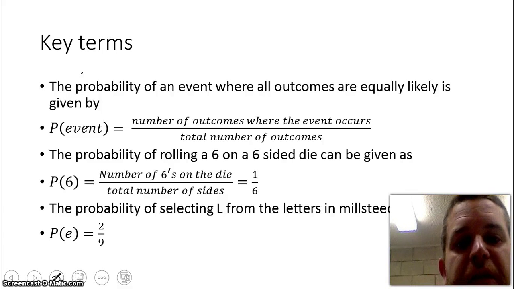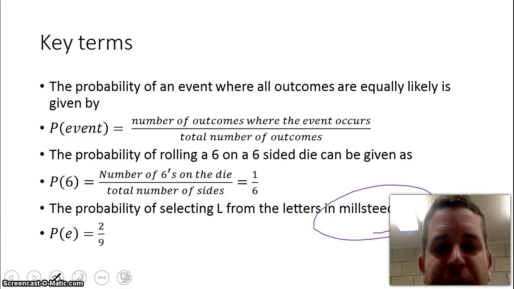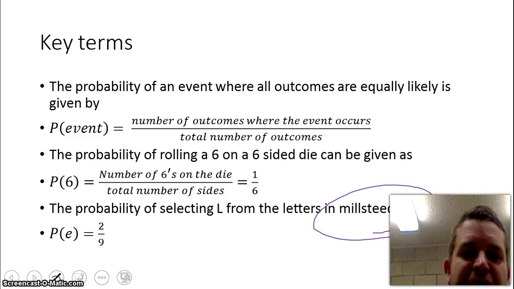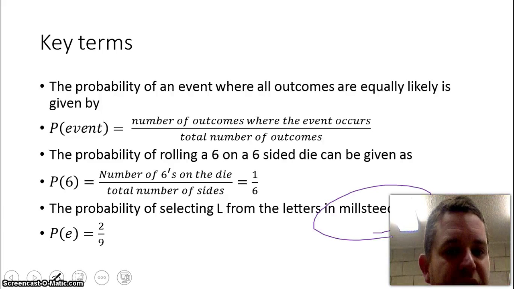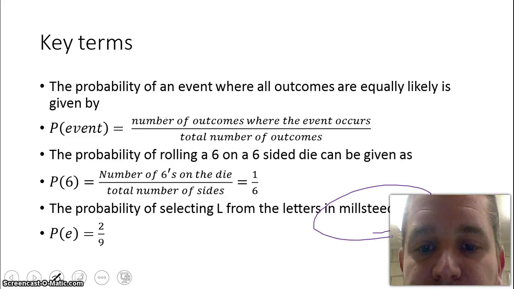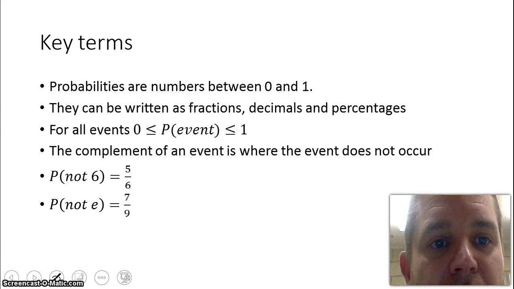For some other ones, like Millsteed again, I like picking on Millsteed. Millsteed, there's 2 E's, so the chance of getting an E, if we're selecting any of those letters, is 2 out of the 9 letters in total.